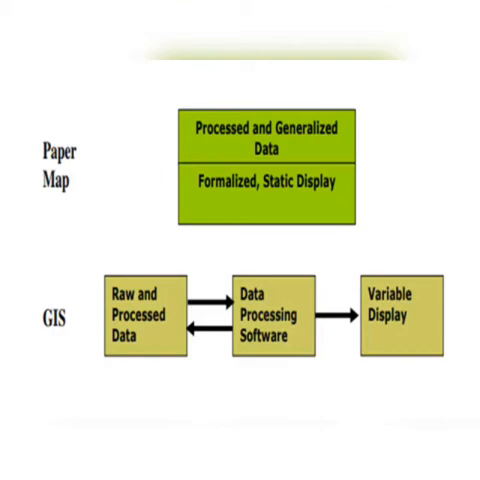Processed and generalized data is nothing but the data which are acquired by the surveying instruments, and the readings which are taken from the instruments are processed, calculated, then the calculated data are formalized. This formalization is nothing but calculation of elevation, angular data, then linear data. Once we get the angular data and linear data of the particular location, we create a static display.